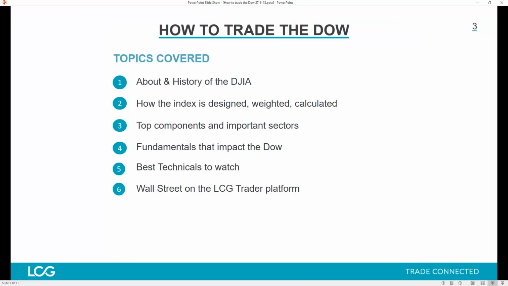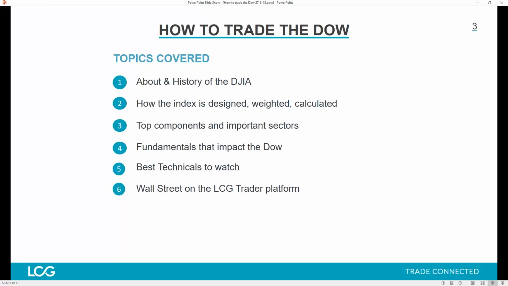So these are the topics we're covering today for how to trade the Dow. About and a history of the Dow Jones Industrial Average, its full title, how the index is designed, weighted and calculated. I'm not going to go massively in depth on it, but it's just good to generally know exactly what it is you're trading. It gives you a little bit more of an extra sense as to what can drive it. The top components and the important sectors moving the index, and fundamentals that affect the Dow, a bit of a general concept here in terms of equity trading as well. Then I can dig a bit deeper as far as the Dow. You'll see when I get to it.